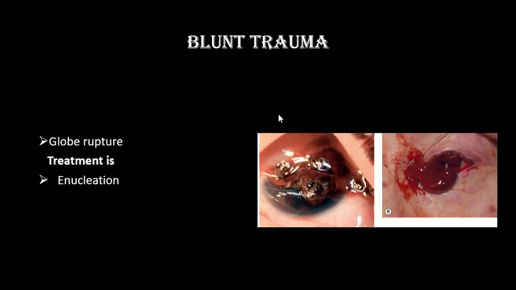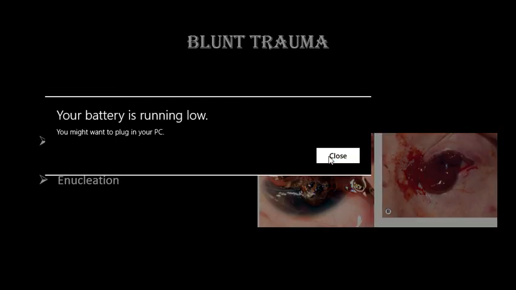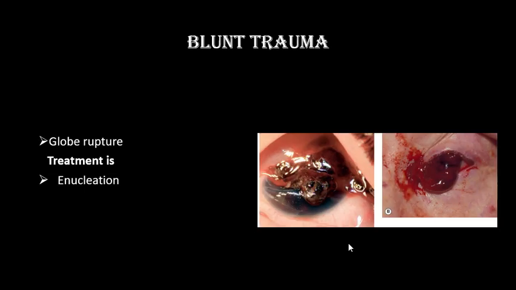This is another feature of severe blunt trauma. As I told you, it can lead to an open injury, like we have discussed all these. In open injuries, there is expulsion of the intraocular contents, and this is a grave situation, with very poor visual prognosis, and we need to do primary enucleation in these patients.